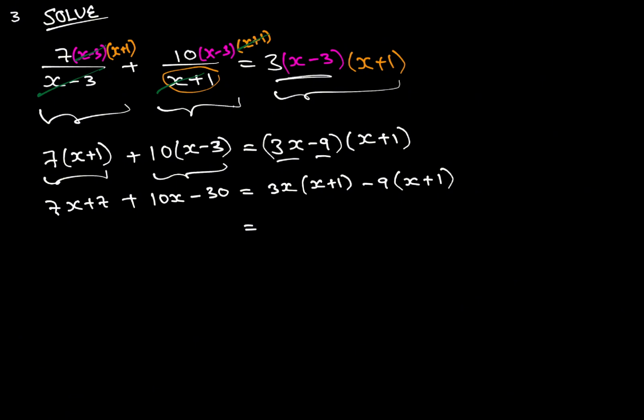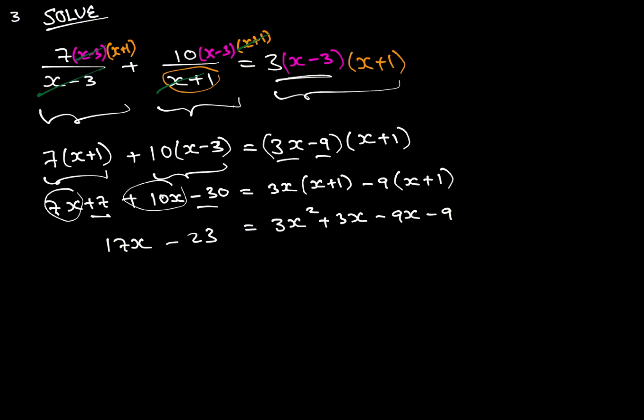So if I expand the right side of the equation, I've got 3x squared plus 3x minus 9x minus 9. Okay, I'll leave it like that for now. I'll tidy it up in a second. On the left hand side, I'm just going to gather the like terms. So I've got 7x and 10x, which is 17x. Then I've got 7 minus 30. So that's going to be minus 23.